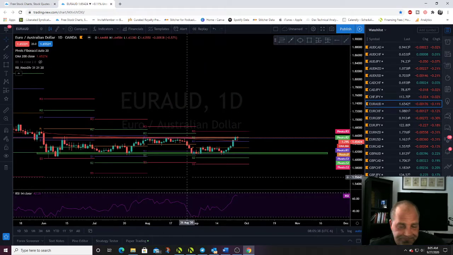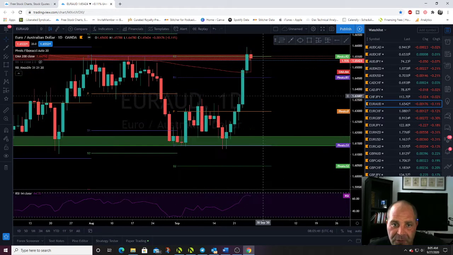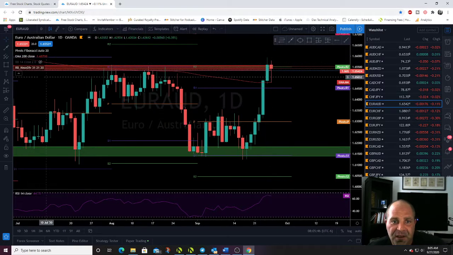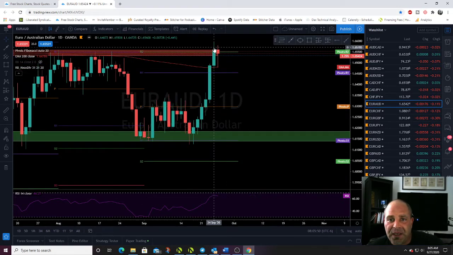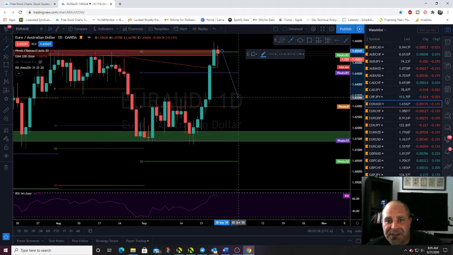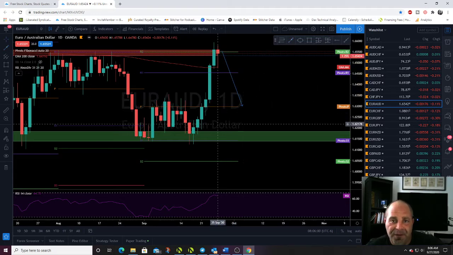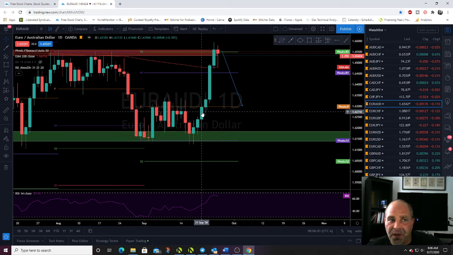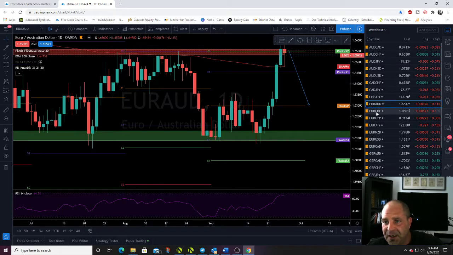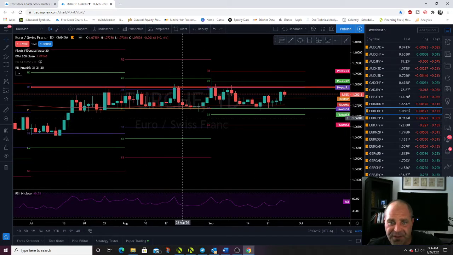EUR AUD. EUR AUD, we are testing this resistance line right now. And the monthly R2, we had a big push down to retest that 200 period moving average. I kind of feel like we're going to see this move near the end of the month. The euro, I don't think the euro's that strong, okay? And we're testing that really big resistance level here.